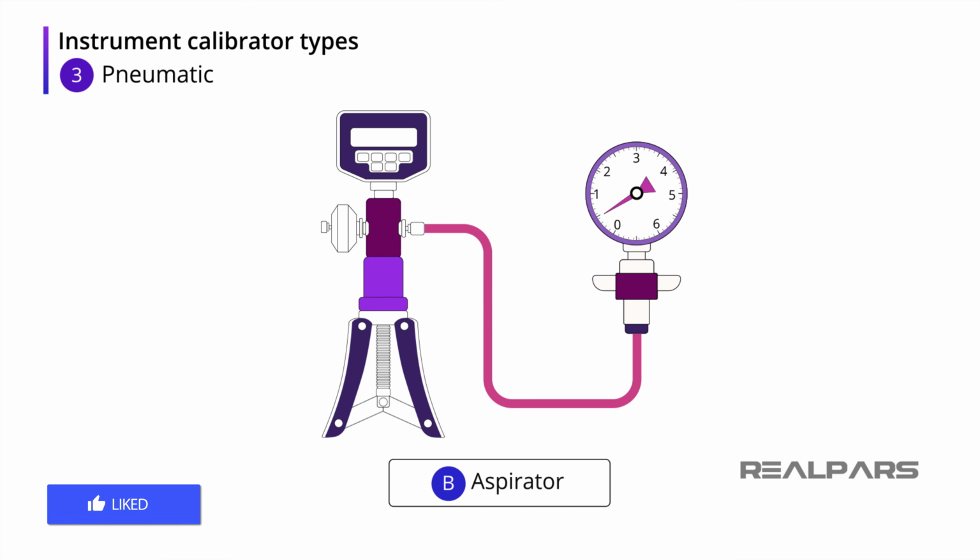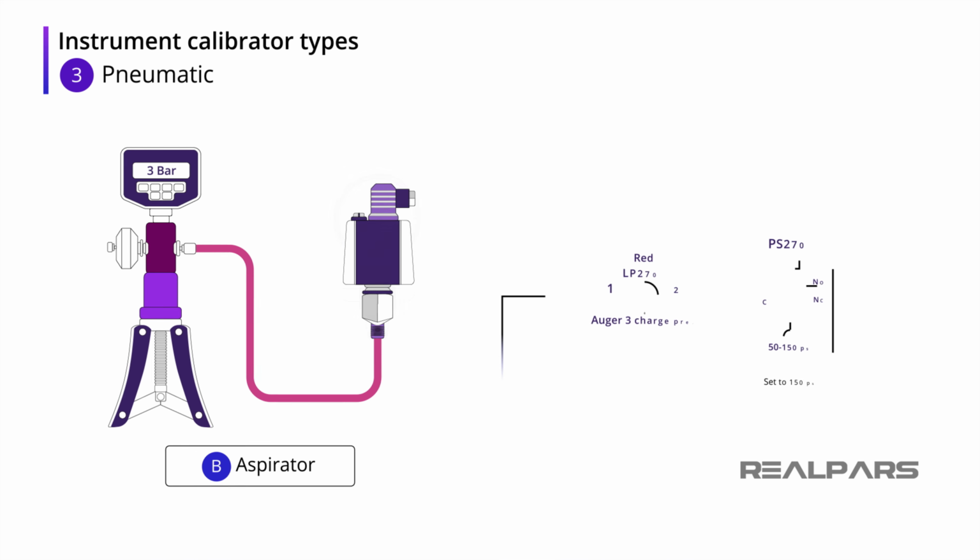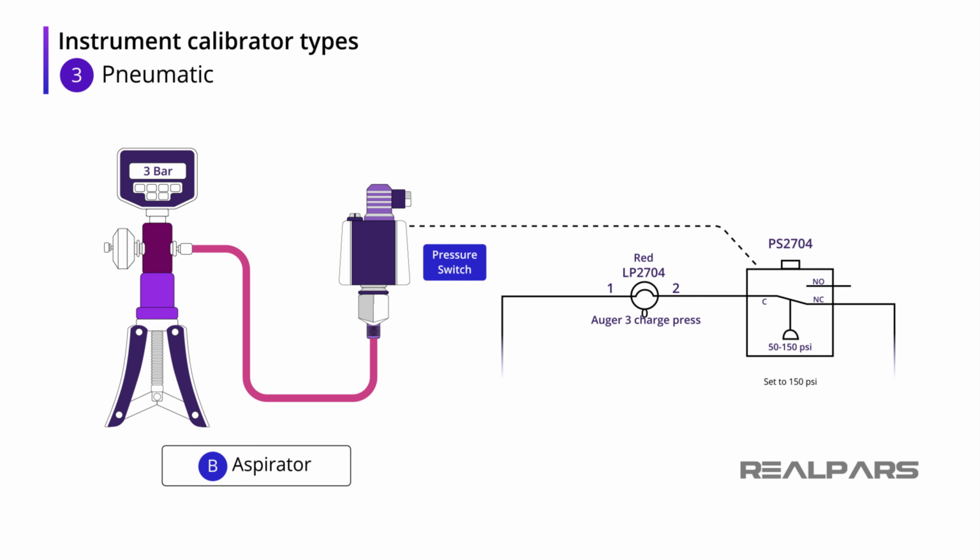Another type of pneumatic calibrator is the handheld aspirator. A scissor-like grip adjusts the output pressure, and a digital gauge indicates the pressure readout. Handheld aspirators are particularly useful when field testing and calibrating devices such as pressure switches.